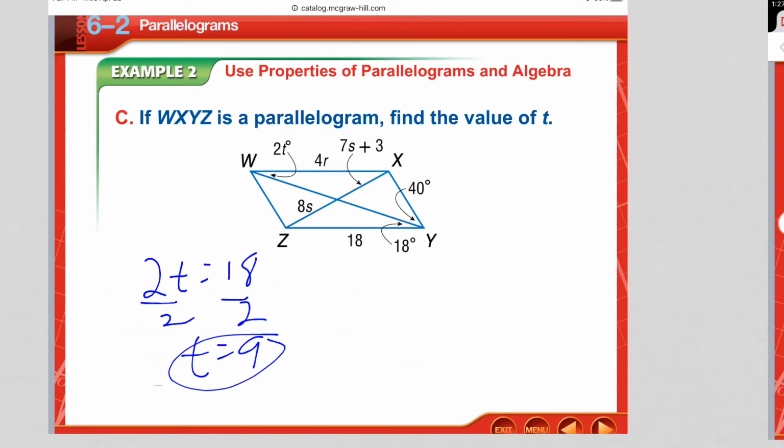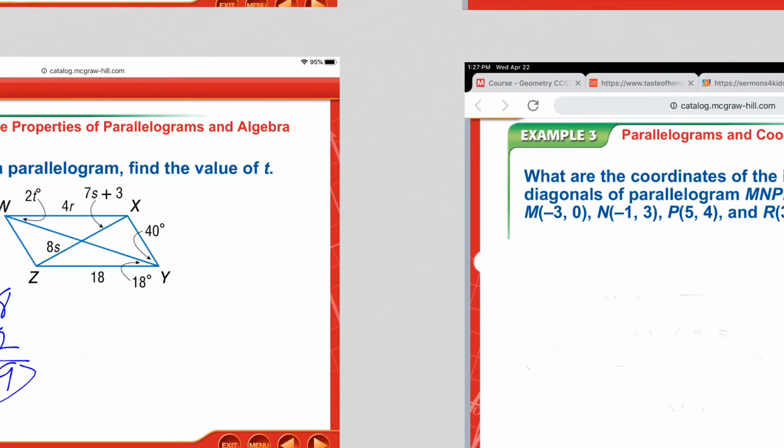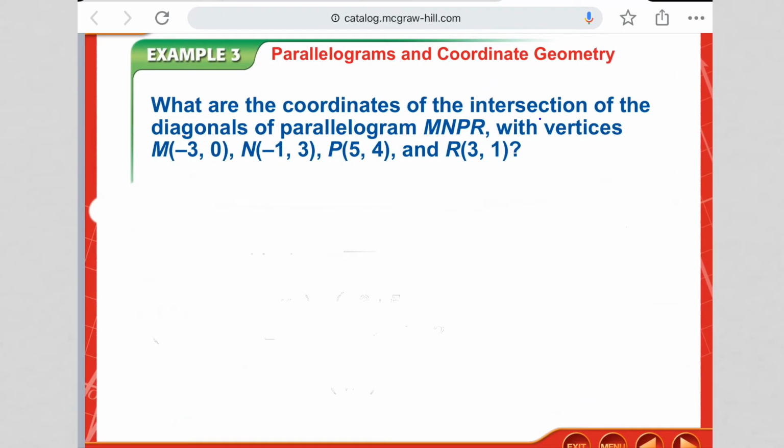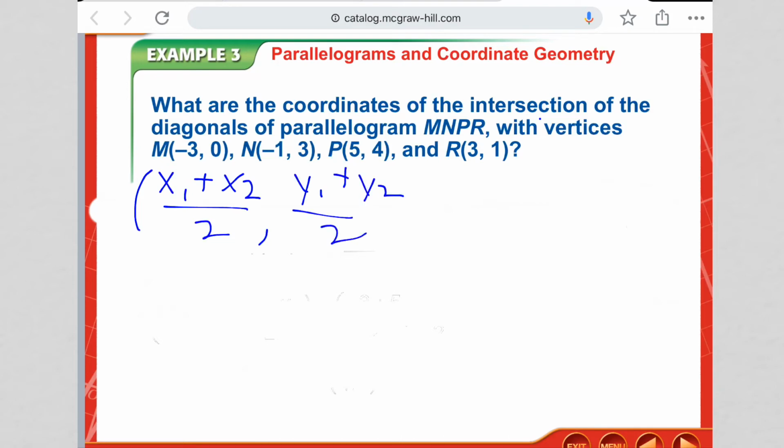Last thing we need to talk about is a little bit of coordinate geometry. So that means we have coordinates, and we're going to find a coordinate that they're looking for. So what are the coordinates of the intersection of the diagonals of a parallelogram? So again, remember we mentioned that diagonals bisect. So that means where they intersect is the midpoint of both of them. So we have to go back over our midpoint formula, which was x1 plus x2 over 2, and then y1 plus y2 over 2. So how do we know which ones are diagonals?